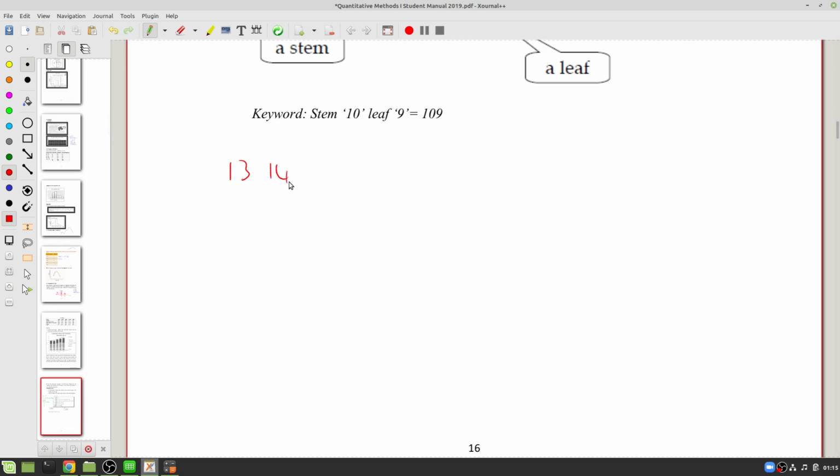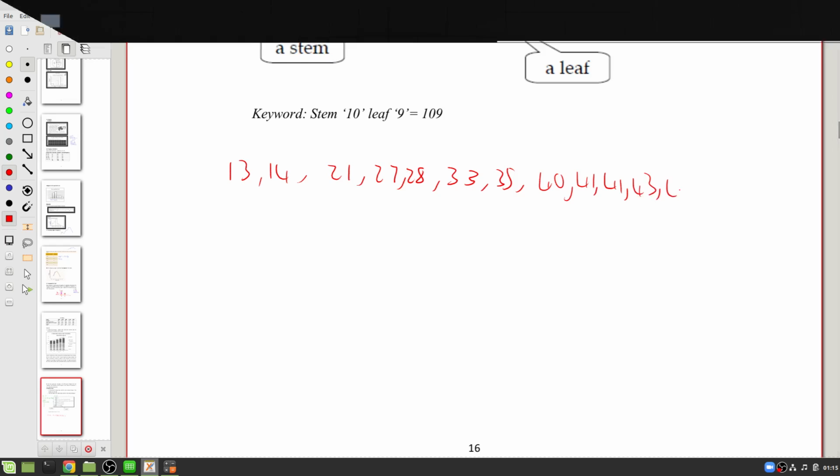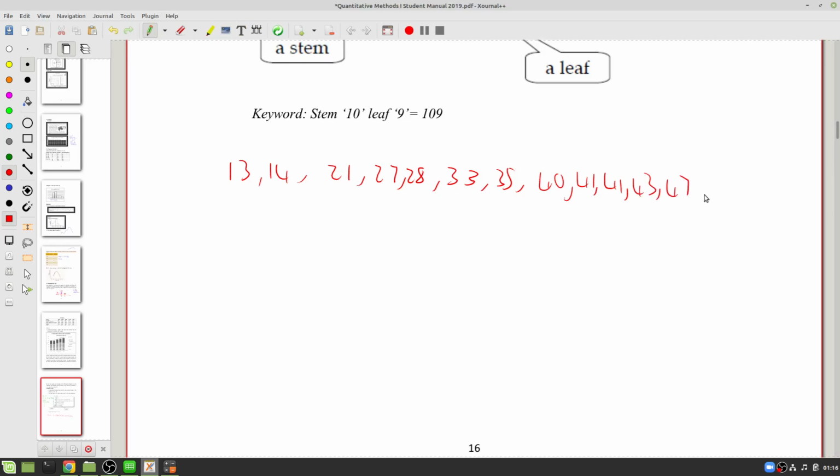Let's say 13, 14, 21, 27, 28, 33, 35, and then 40, 41, 41, 43, 47. And maybe let's just do a 58. Okay, stem and leaf. So we've got a 1. And then which ones do we have with 1? We've got a 13 and we've got a 14. Then next we've got a 2 for the 20s.